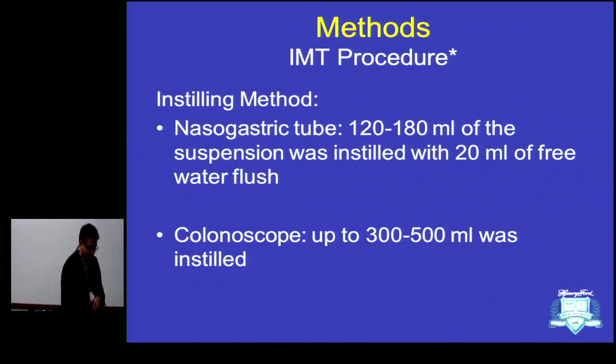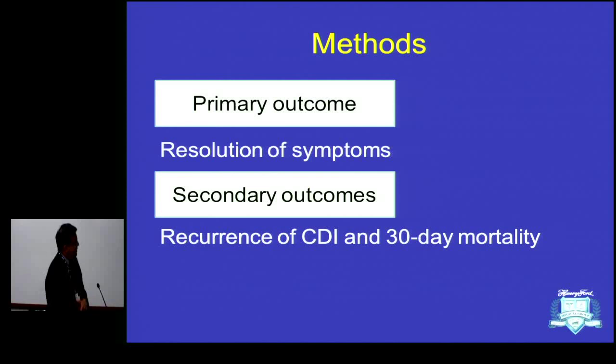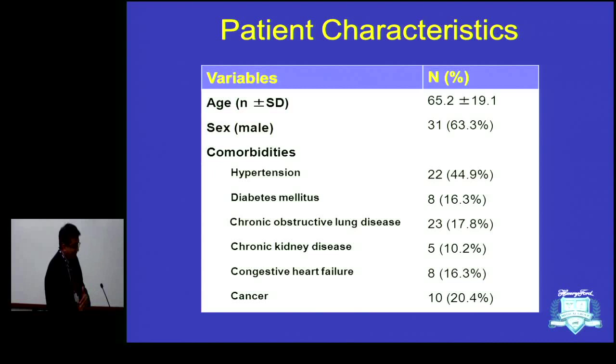Primary outcome was resolution of symptoms. Secondary outcome was recurrence of CDI and 30-day mortality. So we look at the patient characteristics. We had about 49 patients total, and the mean age was 65. About 63% were male. One interesting comorbidity is cancer. About 20% had cancer, and the other ones were just chronic diseases.